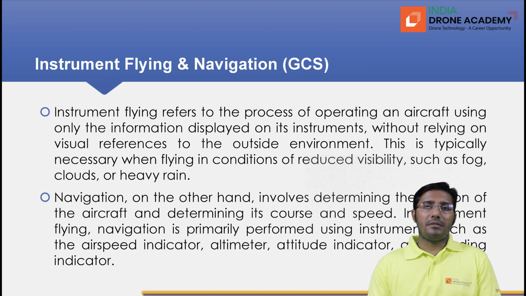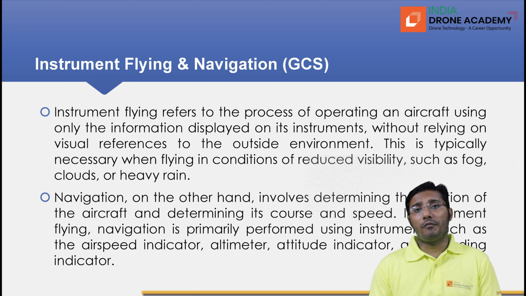Instrument flying and navigation is another feature which these mission planning software provide as a tool, part of your ground control system. Instrument flying basically refers to the process of operating your aircraft, meaning the drone, using only the information displayed on its instruments or the details available on your screen, without relying on visual references to the outside environment. This is typically necessary when flying in conditions of reduced visibility such as fog, clouds, or maybe heavy rain, in case of emergency.